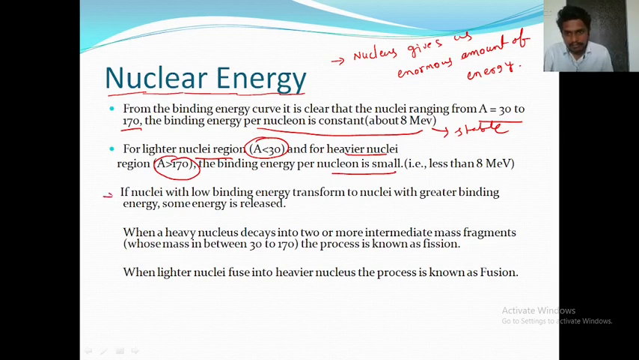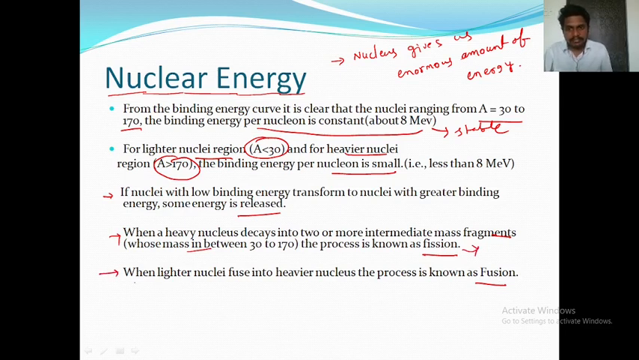If nuclei with low binding energy convert into nuclei with high binding energy, some amount of energy will be liberated. We see that in both these reactions. When a heavy nucleus with low binding energy breaks up into intermediate fragments, the binding energy increases and energy is released. This process is known as nuclear fission.